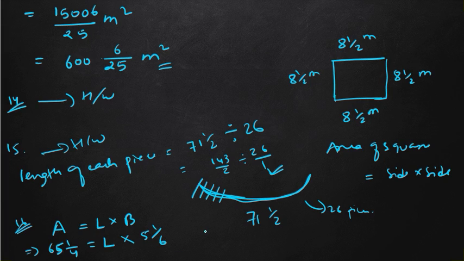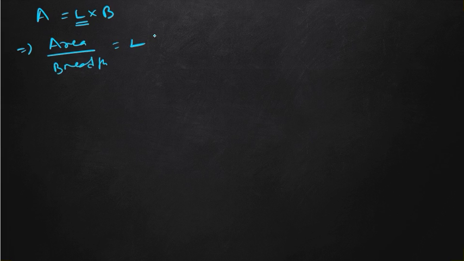So what will be the length? If we derive the formula, we know that area equals length into breadth. So from this we need to calculate length, so we have to transfer the breadth. Breadth is getting multiplied, so if it changes the side, it will get divided. So area divided by breadth will be your length. So you need to just divide the two. Okay.